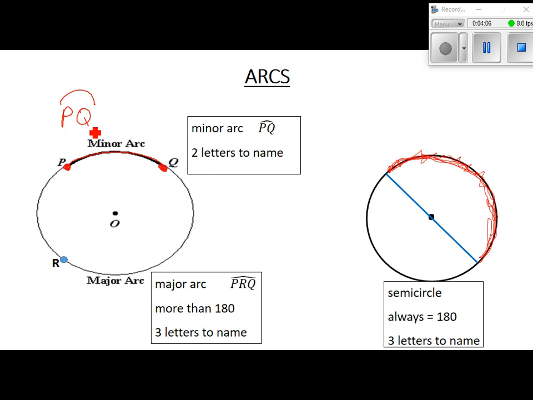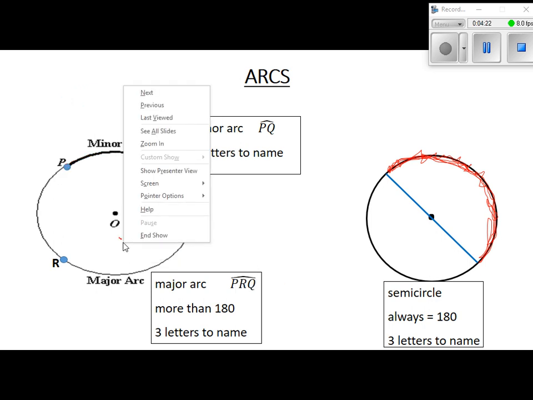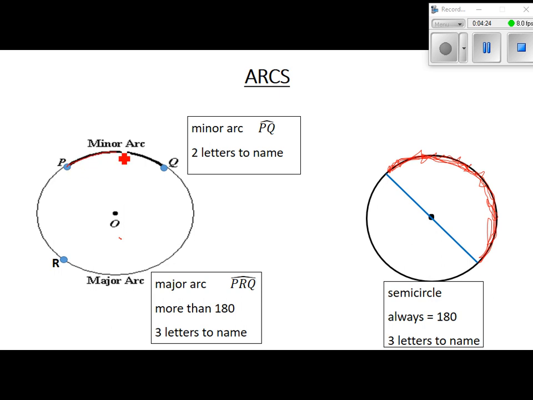Usually you name arcs with 2 letters, but that's if it's a minor arc. The reason for that is, if I wanted an arc to go from P through Q and all the way around to R, so I wanted to name that arc right there, I don't want to name it arc PR, because that looks like it'd be that arc. So we don't want that.